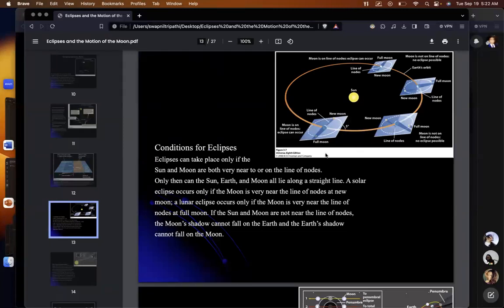So as you can see, this whole line of nodes has a sort of an alignment with the Earth's orbit around the sun. So the bottom left and top right corners, that's sort of the direction of the line of nodes. And when the Earth is going through that area, that is when, if a new moon or a full moon happens, there's likelihood of eclipses happening. At other times, it does not happen.